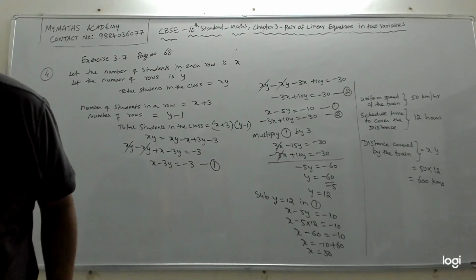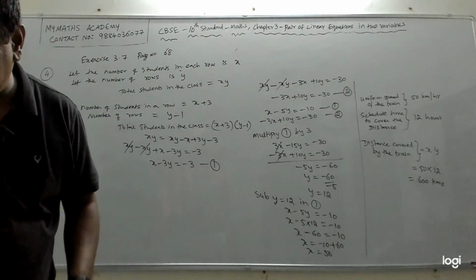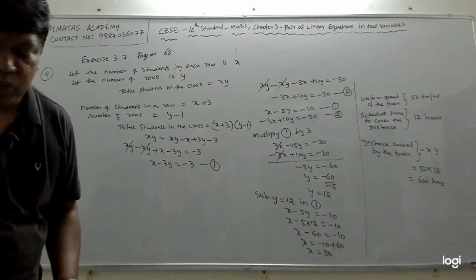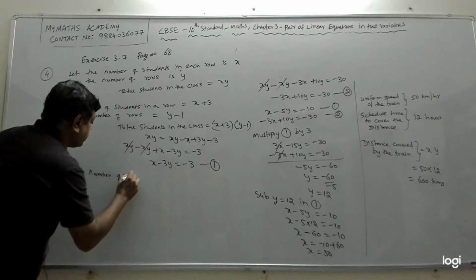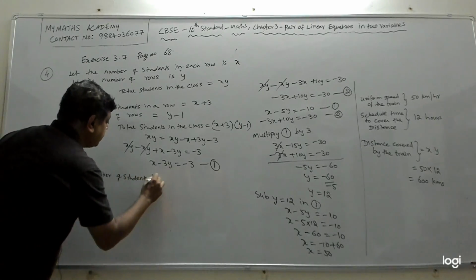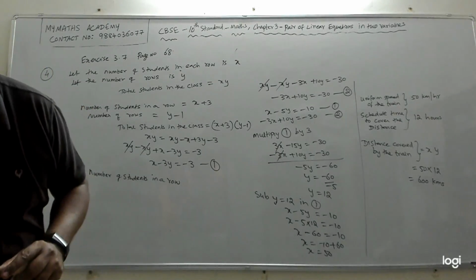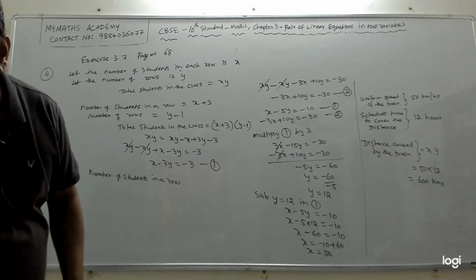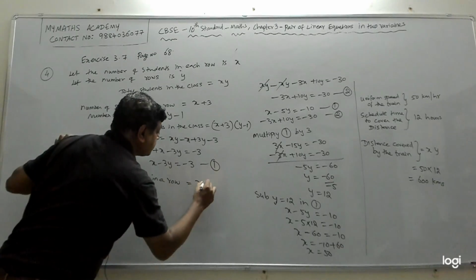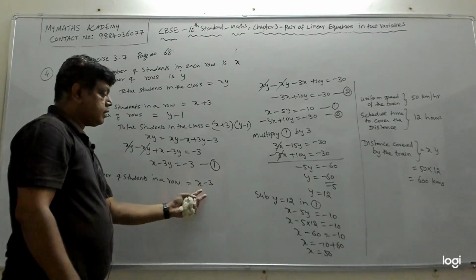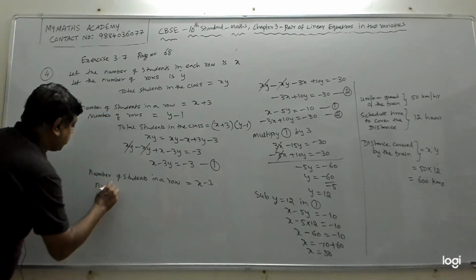And what is the second information? The second statement that I am reading is, if 3 students are less in a row, which means the number of students in a row becomes what? Now the second case. If 3 students are less in a row, 3 students less in a row means x becomes x minus 3. Then the number of rows becomes what?